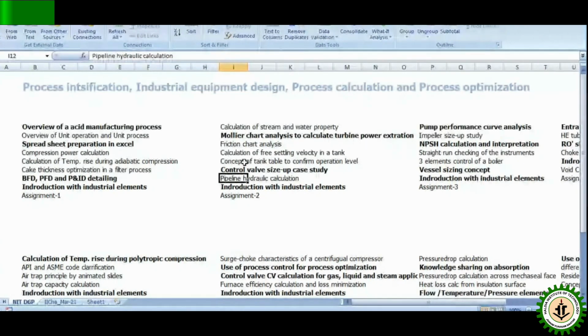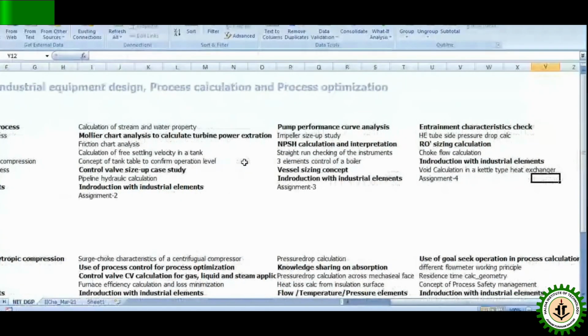Pipeline hydraulic calculation, I explained to you this Hagen-Poiseuille equation. This is an equation mostly used in my calculations. Also very important is unit consistency. Whatever calculation you are doing, always try to understand the unit part. Otherwise, the whole thing will be in the dump.